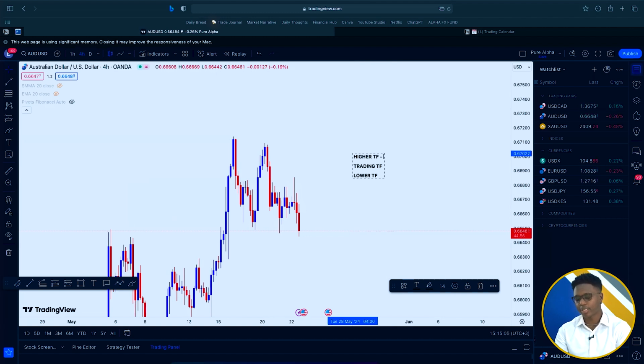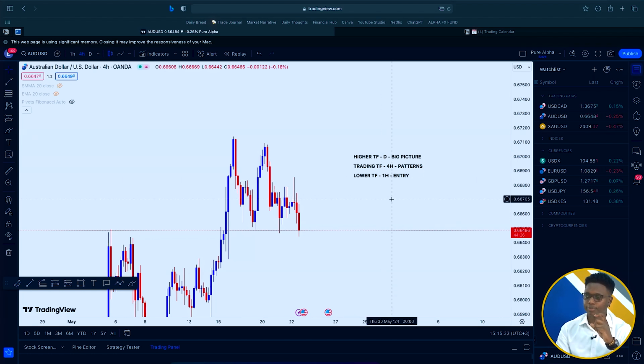Now for me, my higher time frame is the daily. Why? Because the higher time frame is telling me the big picture. Where is the market going? What's the direction of the trend? Then I come down to the 4 hour. For me, the 4 hour is my trading time frame, because here's where I'm looking for trading patterns. That's where I'm focusing on getting the idea, where can I get an entry? Then the 1 hour is what gives me precise entry points. So have those 3 time frames in the back of your mind.